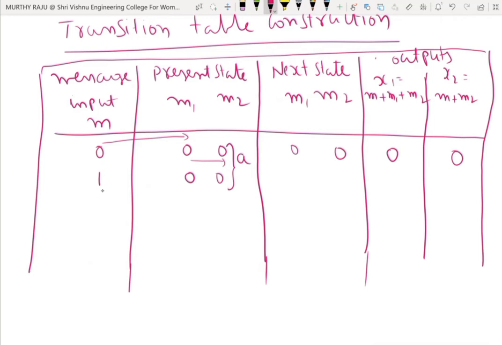Here the M bit is 1, shifted to M1. The 0 bit in M1 is shifted to M2. The M bit is 1, shifted to M1. The 0 bit in M1 is shifted to M2. Find out the x1, x2 values. 1 exclusive OR with 0 exclusive OR with 0 is 1. Here 1 exclusive OR with 0 is 1.